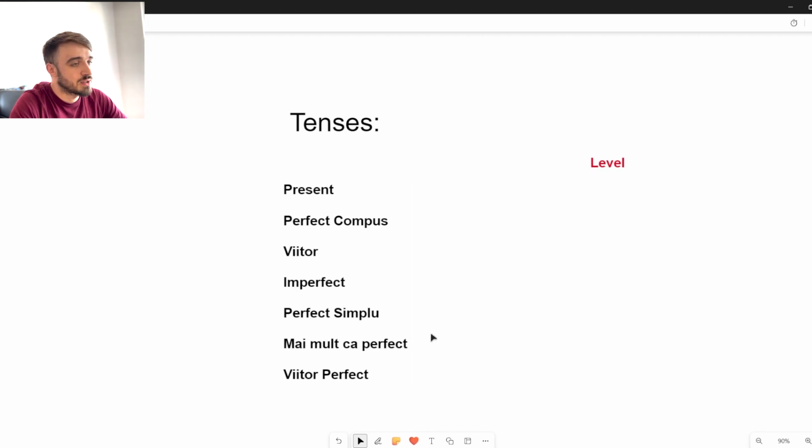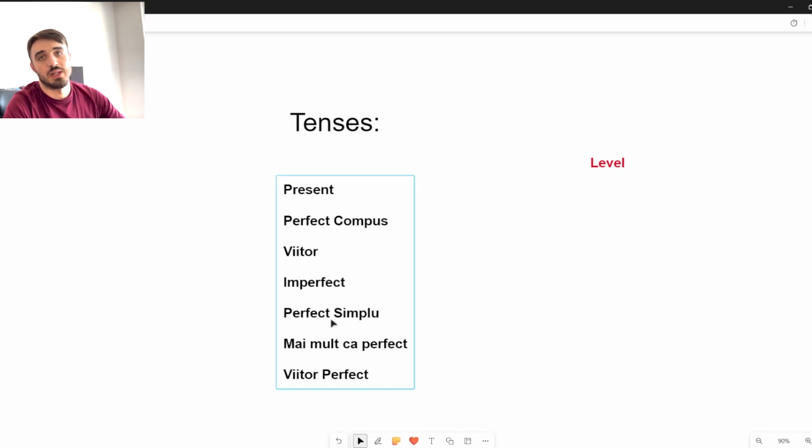Then mai mult ca perfect. This is also quite a heavy topic, as it is the past perfect in English. You will use it probably at some point, but not in the first year or two when you study the language. And then future perfect, viitor perfect, is like in English when you have "will have done," right? I will have done.